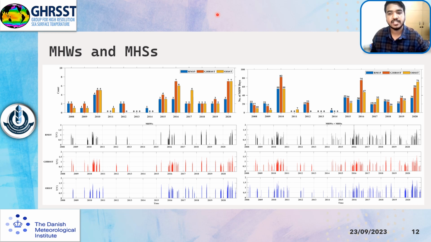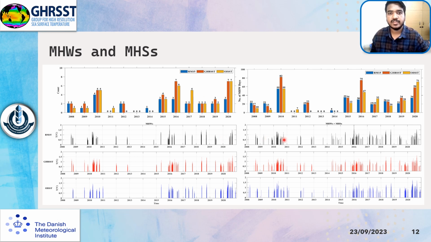Lastly, we have compared and contrasted marine heat waves and marine heat spikes obtained from Raman buoy, GHRSST, and OSST. So we can see that overestimation of both number of marine heat wave count and marine heat wave days has been observed in GHRSST and OSST when compared to RM15 as seen from the bar diagram. Then intensity of marine heat wave, or basically the daily intensity, is more or less same in all the three cases. Now MHWs plus MHSs, that is marine heat spikes, when clubbed with marine heat waves, are plotted to understand the source of inconsistency in marine heat wave count and marine heat wave days as shown by the bar graphs.